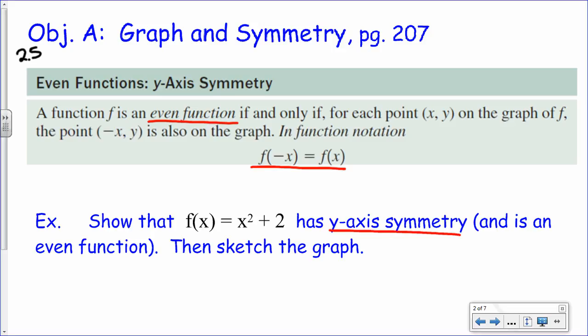So remember, symmetry is like a mirror image. So the y-axis would be your line of symmetry, your mirror. And if you folded over that, then the two parts of your graph would just be one. They would lay on top of each other. So what I have underlined are the main parts you need to know. If it's an even function, then f of negative x equals f of x, and that gives you y-axis symmetry.